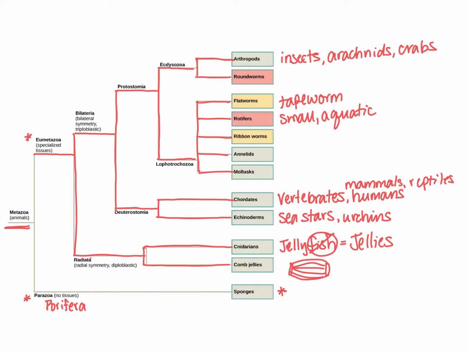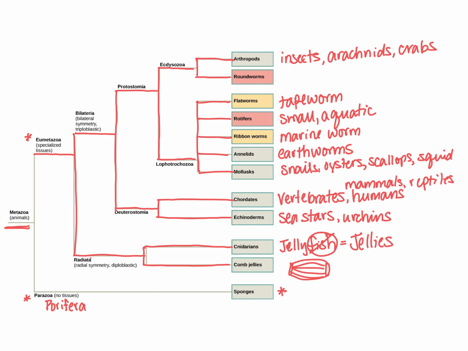Ribbon worms are also a type of marine worm, so found in the ocean. Annelids are things like earthworms. And mollusks are things like snails, oysters, scallops, squid, etc. Oh, and I forgot to mention the roundworms. An example of a roundworm would be something like a nematode. And we're going to talk about all of these organisms in more detail in later lessons.